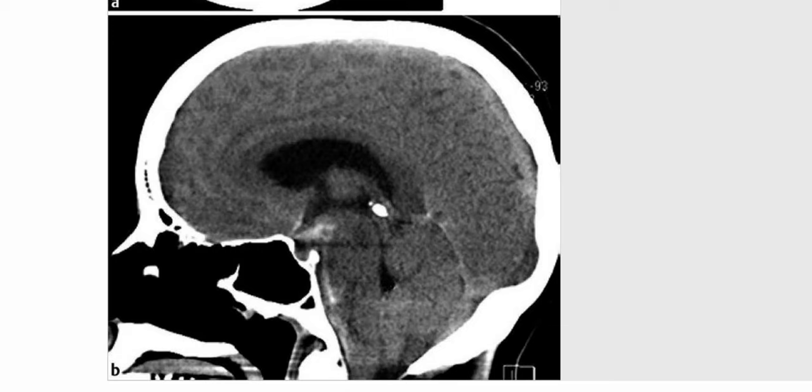So considering this key finding of non-traumatic subarachnoid hemorrhage, which is centered within the prepontine and perimesencephalic cisterns, the diagnosis here is of non-aneurysmal perimesencephalic hemorrhage. So this is a case of non-aneurysmal perimesencephalic hemorrhage.